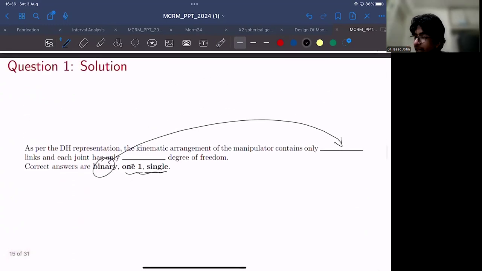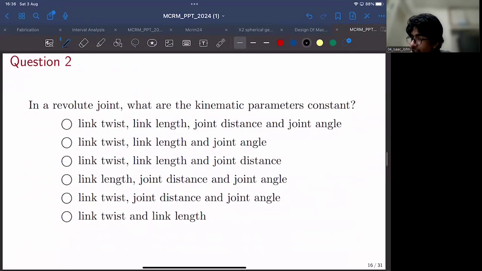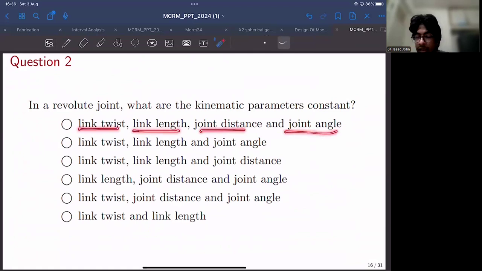Or in case you feel that you have written a different correct answer, but you have not received any marks, you can always reach back to us. Okay, question 2. In revolute joint, what are the constant kinematic parameters? So is it the link twist? Is it the link length? Is it the joint distance? Is it the joint angle? Or are all of them constants?